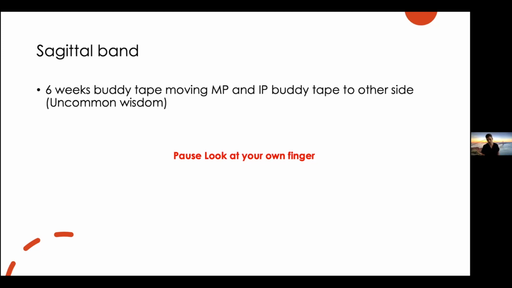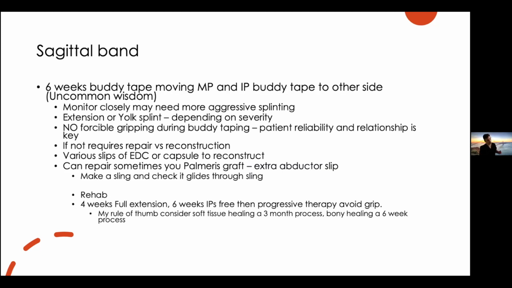You have to be able to trust your patient, and so it really depends on your relationship. But more commonly, you'll need an extension or a yoke splint, no forcible gripping. Avoid surgery if you can for these. Most of the time, they don't need surgery. Obviously, if it's really unstable and the tendon is just totally floppy, that's not going to work.